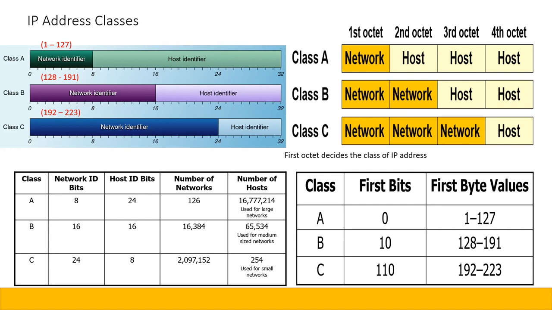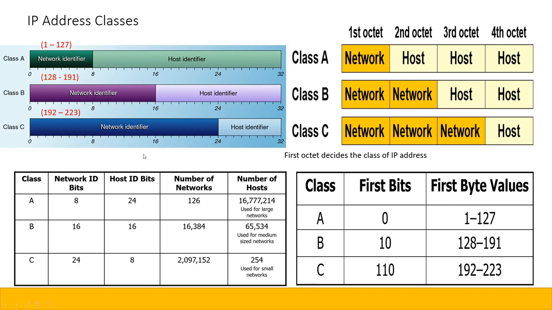Usually, class A networks are those which have lots of hosts. Class B networks are medium sized networks, and class C are small size networks. So in class A, the default is that the first octet represents the network identifier and the rest 24 bits represent the hosts.